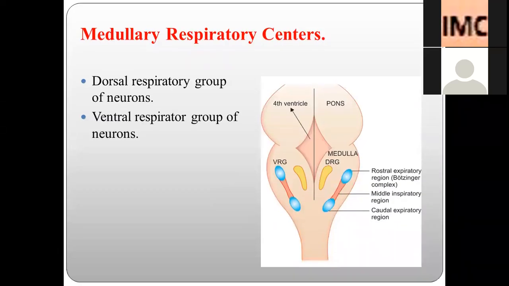Coming to the medullary respiratory center. So this is the medulla, and you can see this is the pons and this is the medulla. We can see there are two groups of neurons. One is the dorsal group of neurons, and the second is the ventral group of neurons. So the medullary respiratory centers, which are important for controlling the respiration, are two parts: the dorsal respiratory group of neurons and the ventral respiratory group of neurons.